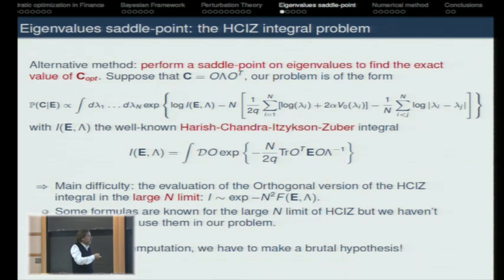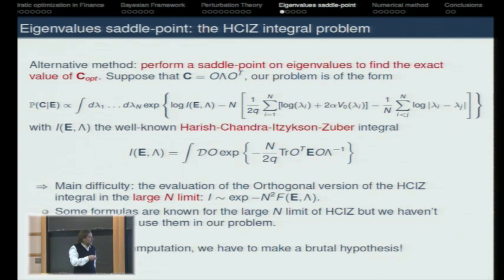So this is just the Harish-Chandra–Itzykson–Zuber integral between E and C minus 1. There are some large N limit results for this, but the ones that we've tried are very complex, very complicated, and so we couldn't use them to solve our problem. I'll try to discuss with people after my talk if some people have some ideas how to make sense of it.